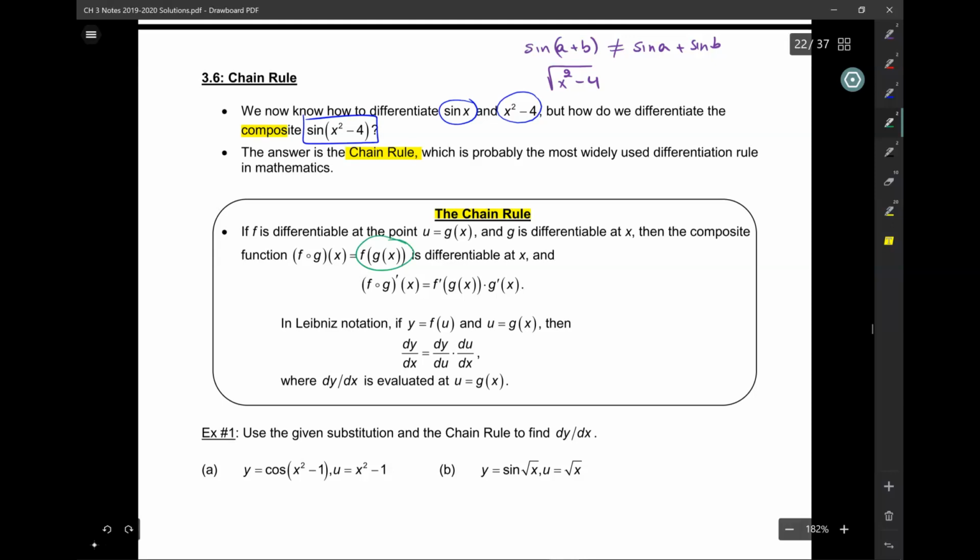Okay, if I have f of g of x, the way I find the derivative is f prime of g of x times g prime of x. So this is the derivative of the outer function times the derivative of the inner function. Okay, so it's the derivative of the outer function, the derivative of the inner function. Now, if y is f of u and u is g of x, dy dx, this is called Leibniz notation.